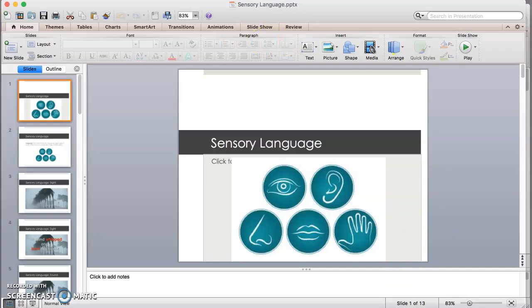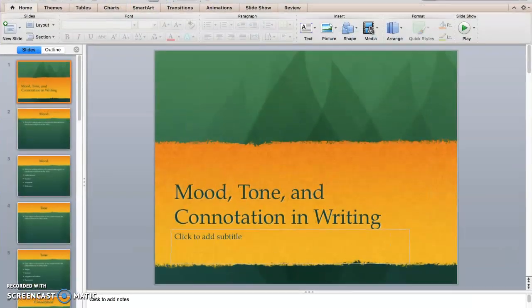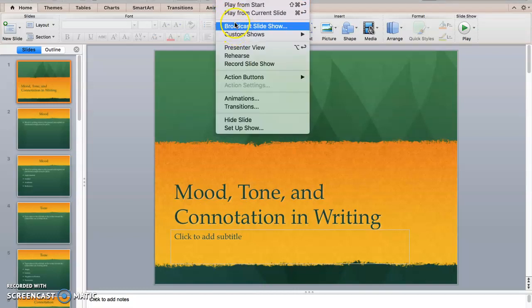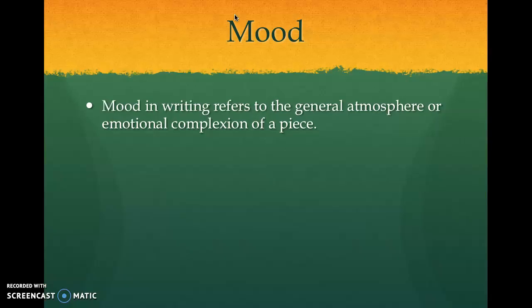And that is it as far as sensory language is concerned. Another few topics I would like to go over with you include mood, tone, and connotation in writing. So what does that mean exactly? Well, mood in writing refers to the general atmosphere or the emotional complexion of whatever it is you're writing or whatever it is you're reading. Generally, there is a pervasive atmosphere or emotionality to it.